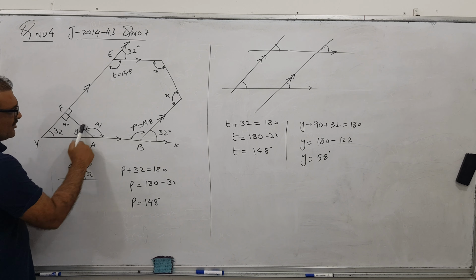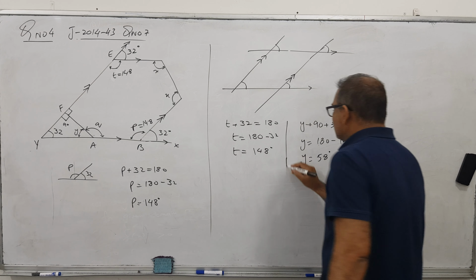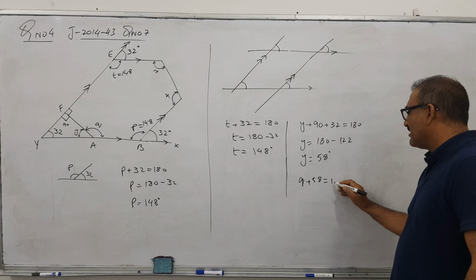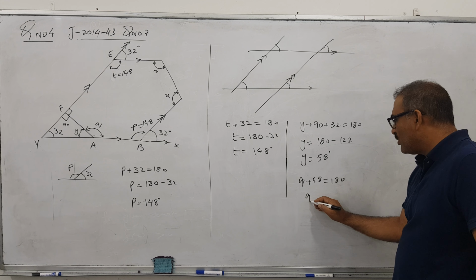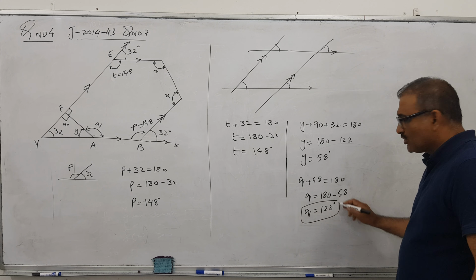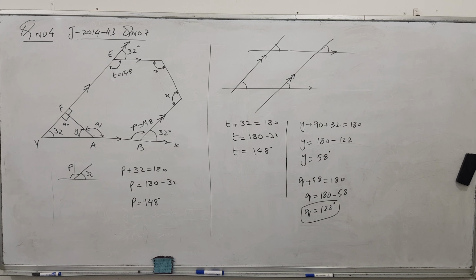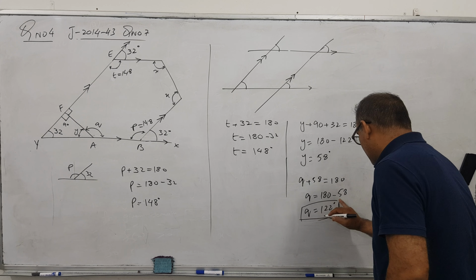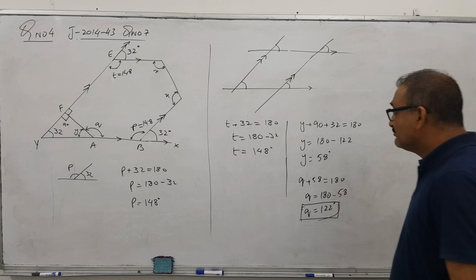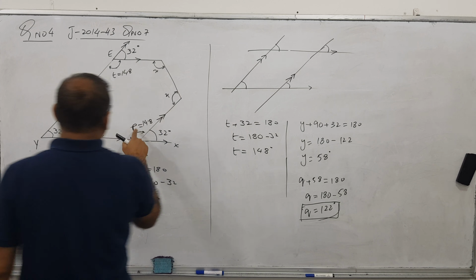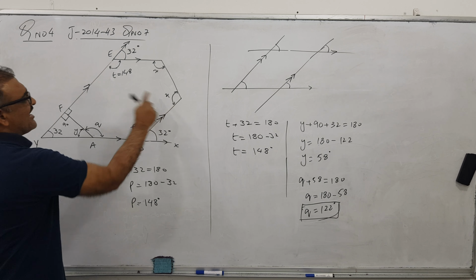But if Y is 58, how much Q is not a hard job. So we can say that angle Q plus 58 equals 180. So Q is 180 minus 58, which will give us 122. So we got the angle 122 easily. Up till now it is very clear. So we have P, we have Q, we have T, only X left.